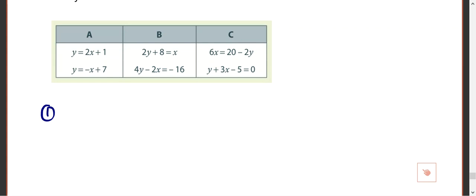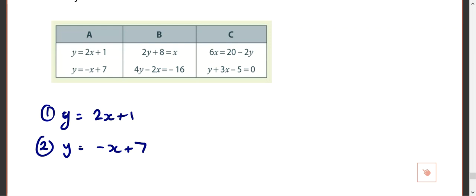yesterday, or the day before. So y equals 2x plus 1, and number 2 is y equals negative x plus 7. If we use the substitution method for that, this is actually a really nice and easy one. It basically is substitution in that this y and this y are the same thing. Therefore, this and this are the same thing. So really, I could replace this y with what this y equals.